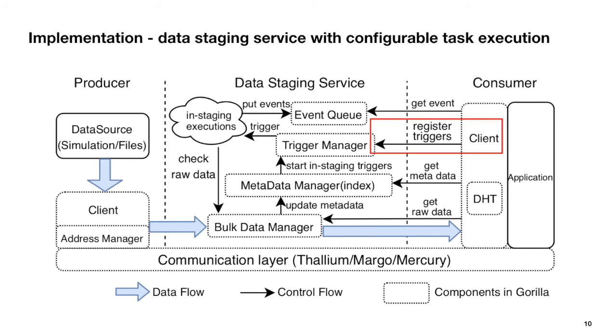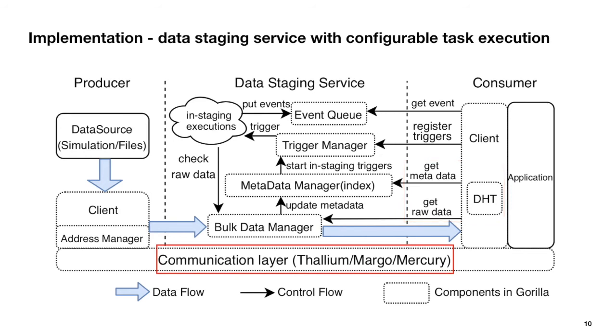When there is an event about interesting data, the consumer extracts the meta information from the event. After that, the metadata can be used to index the raw data based on the distributed hash table, and the client fetches the partition of raw data from the bulk manager of the corresponding server for further processing. For the communication layer, we use the services provided by the Mochi project at the RPC layer.